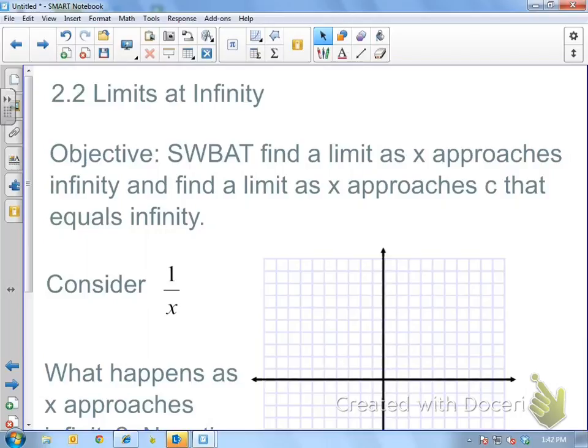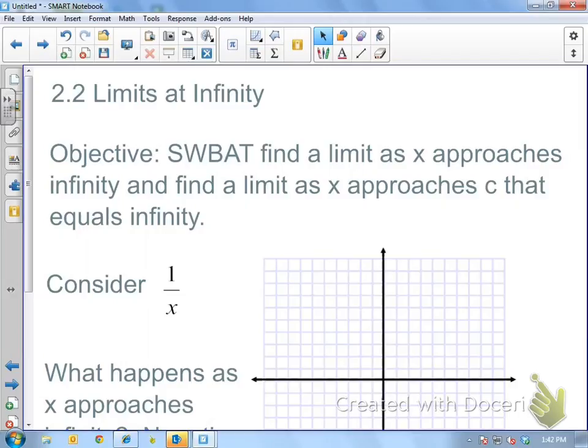But specifically today we're going to be talking about limits at infinity. We want to know what's happening at infinity, or how we get a limit that equals infinity, and what it means about a graph. So our goal today: find the limit as x approaches infinity, and find the limit as x approaches c that equals infinity.